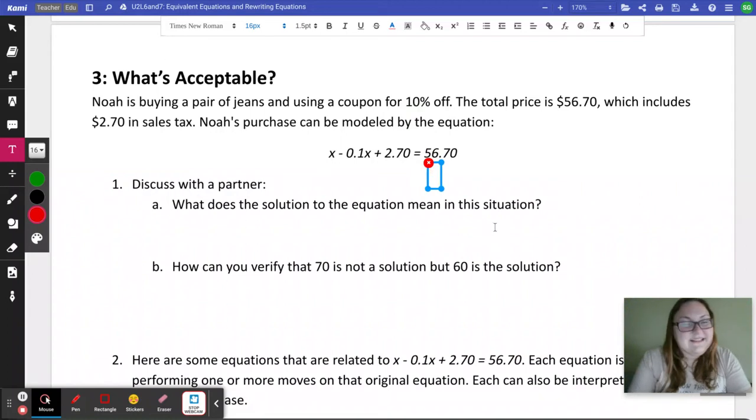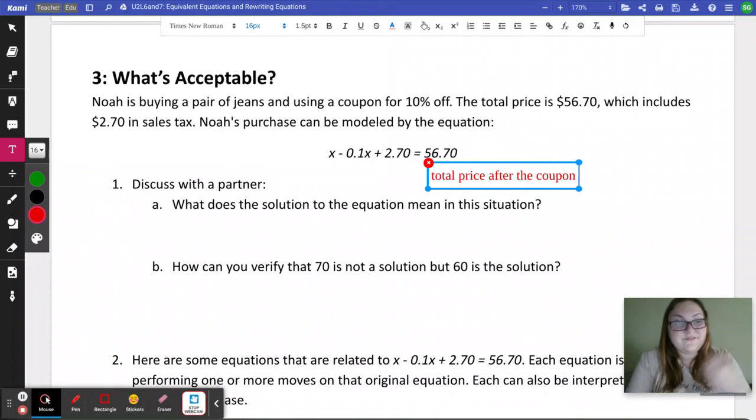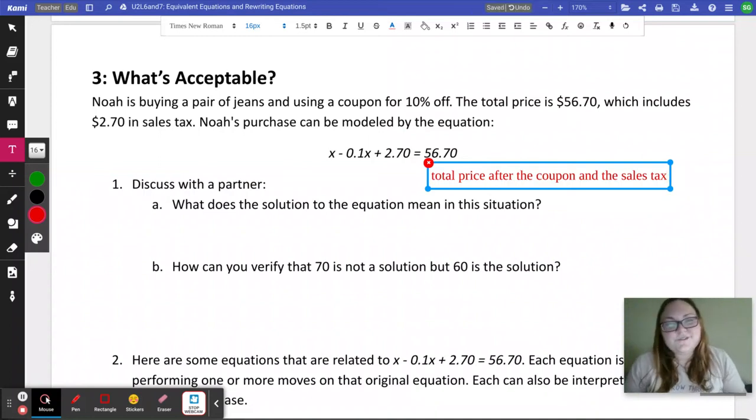That 5670 is the total price. It's the total price after the coupon, so after Noah uses that coupon and the sales tax is added in. So that is like the official price you are paying for those jeans. I think most of us know when you go into a store and you see a price, it's not actually the price you pay because stuff happens like sales tax. And so that 5670 is that final price.